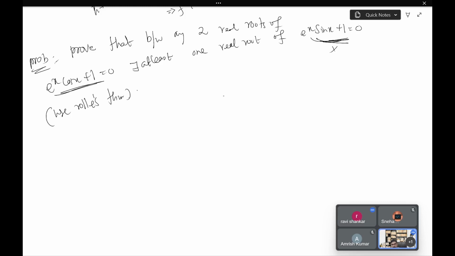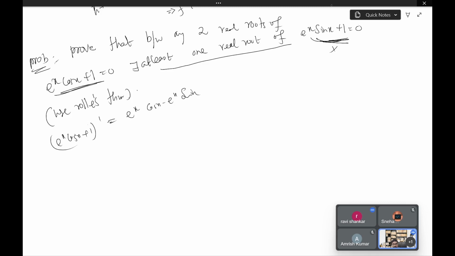Right? I mean, e to the power x cos x plus 1, what is the derivative? Its derivative, sir, is e power x cos x minus e power x sin x. So here e power x sin x we will put as minus 1. I mean, you need to get a real solution of this function. How can you put this as minus 1? It is an equation. It is not an identity.